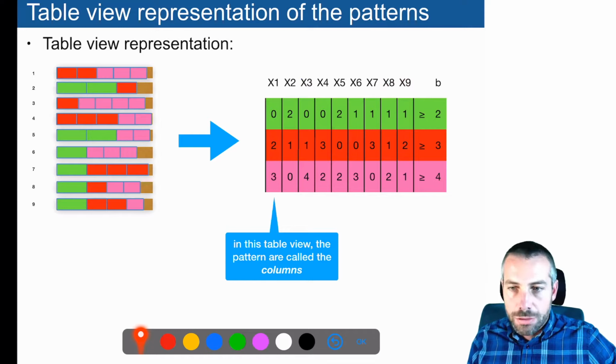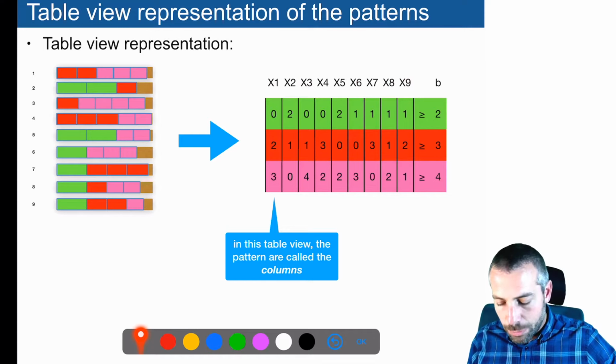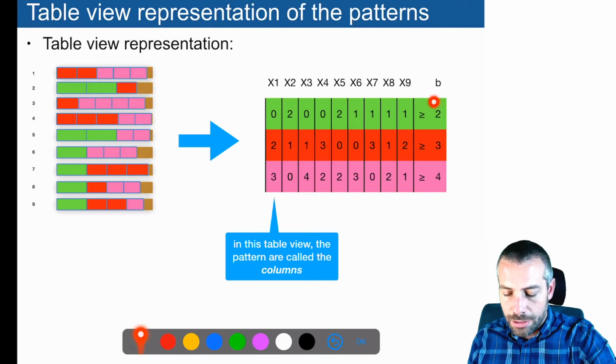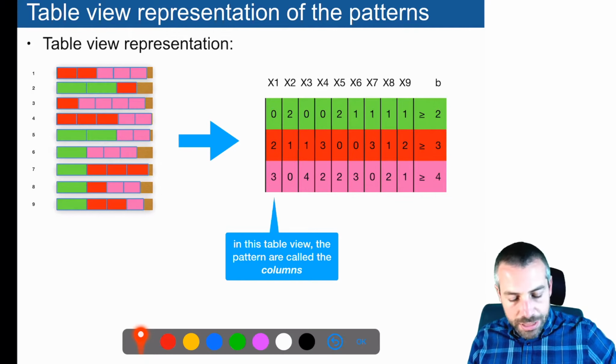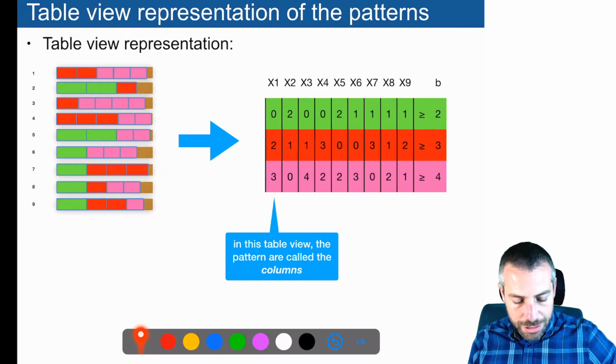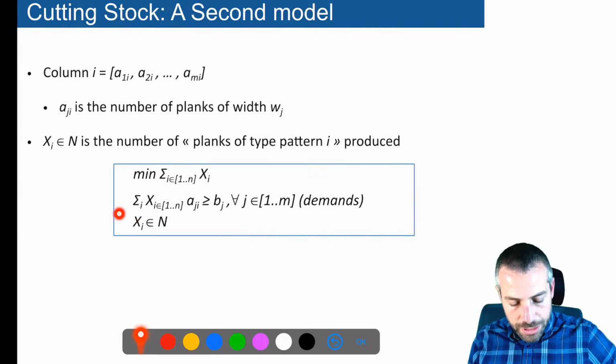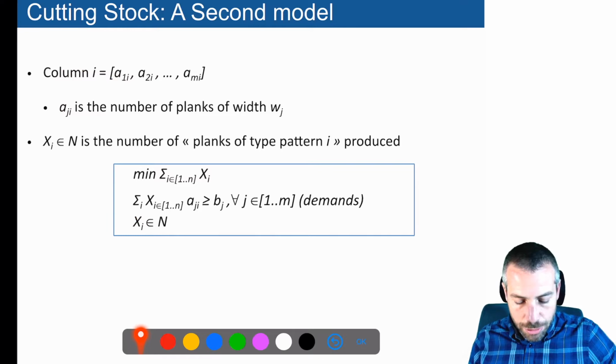And the demand constraints will be represented here. I need to have at least 2 green orders, at least 3 red orders, and 4 pinks orders. This is what I have here, and so this will be my model with the table view representation. Or if you prefer, I can represent it with equations like this. A column in my table view representation will be encoded like this with A values, and the A value, Aij, is the number of planks of width Wj in my pattern identifier i.